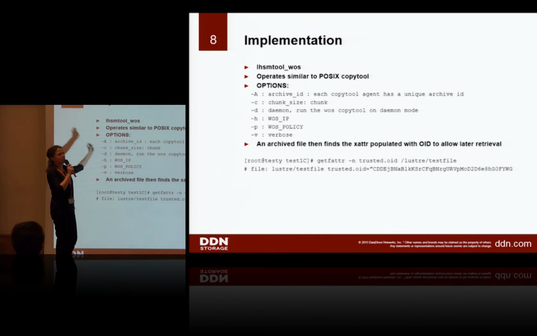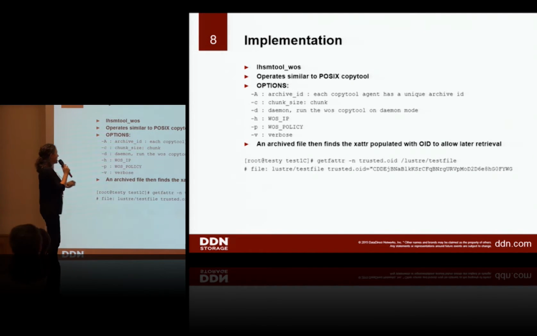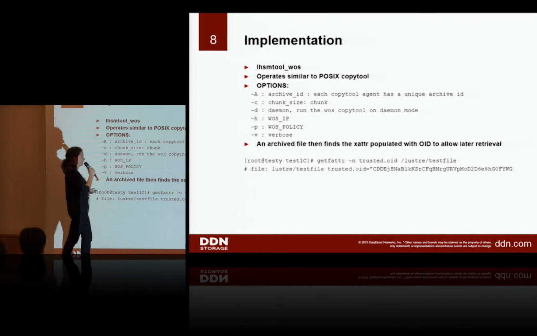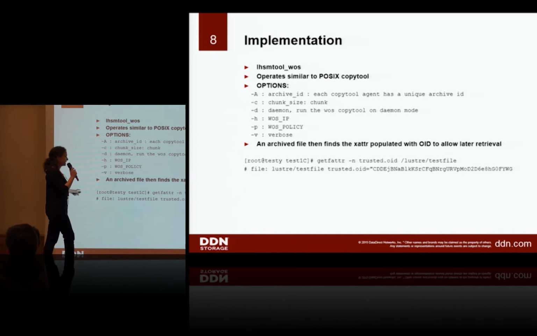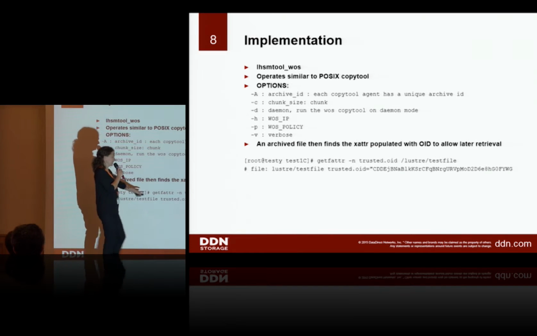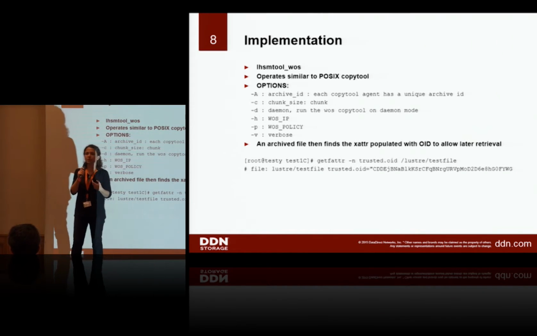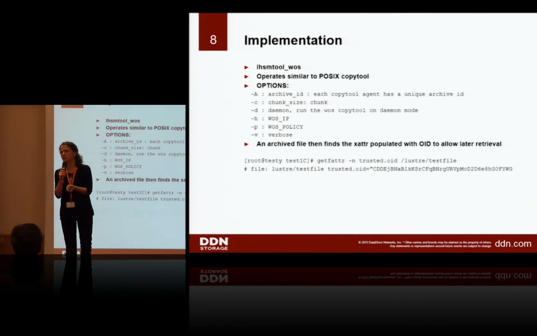With this copy tool, the data is going to be archived or released, depending on what we define at Robinhood level. Once the file has been archived, we can check the extended attributes of the file, and we can see that what we saved internally is this object ID. The object ID is what we need to recover the information that has been saved on the storage system.